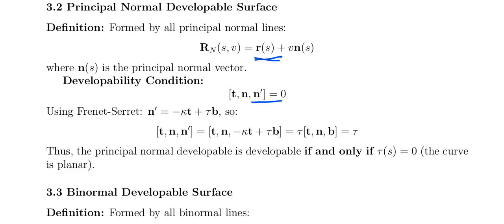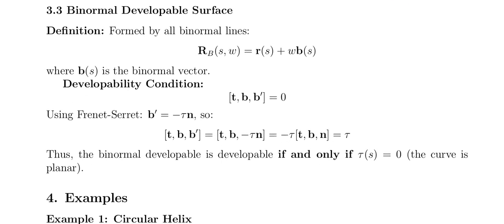So if you split it into two terms and take tau common outside, then in [t, n, b], the first portion has t appearing twice, so it becomes 0. So we get tau times [t, n, b], and the value of that triple product is 1. So the principal normal developable is developable if and only if tau equal to 0. So that is very important.